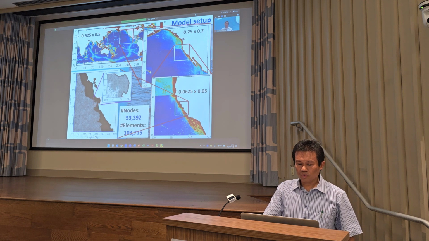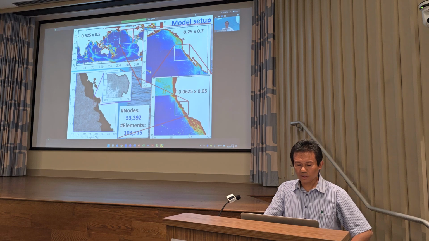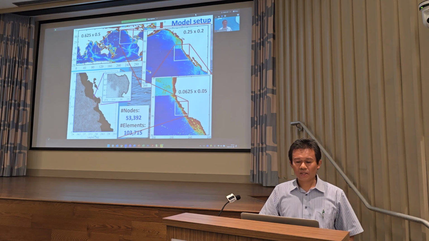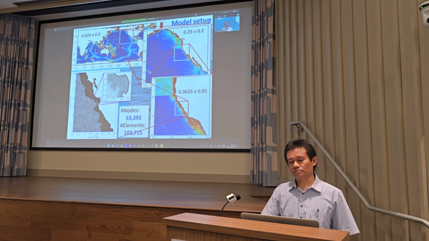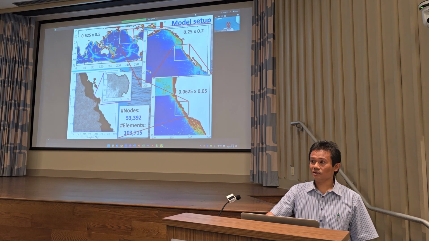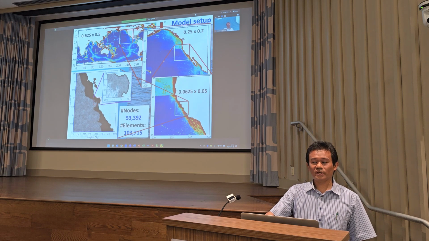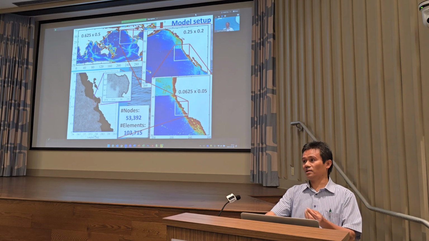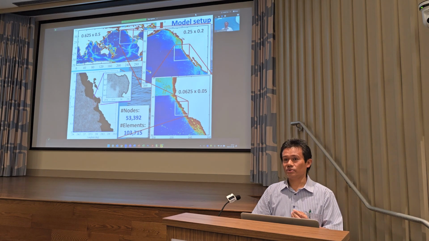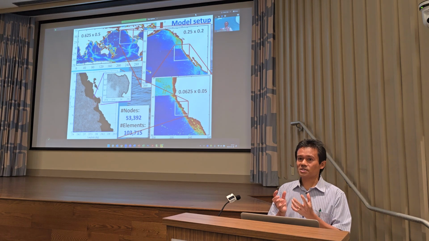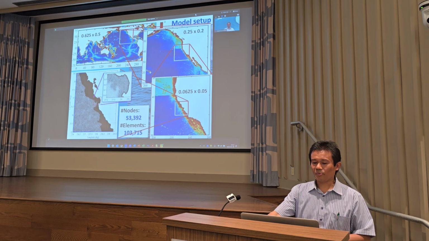The number of nodes on this grid is more than 53,000, and the number of elements is more than 100,000. How does it actually work here? The three grids here we call two-way nesting. They run at once, and they can communicate by themselves. They exchange the information automatically.